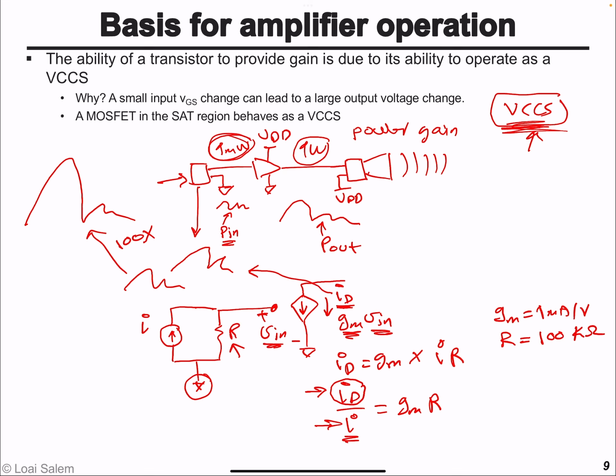How? If we divide ID and I, this ratio is given by Gm times R, which, if we multiply these together, is 100 times. So basically, when we use a voltage controlled current source, we are able to replicate the input current signal, which is the signal produced by the microphone, and increase its magnitude 100 times. And what does that mean?